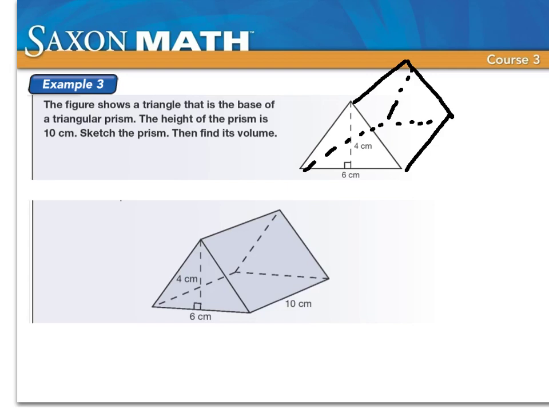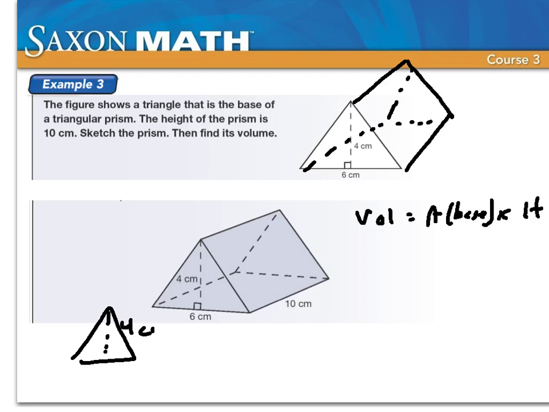So remember, the volume of any prism is the area of the base times the height. So we want to find the area of the base, which is this triangle right here. We've got a triangle that has a height of 4 and a base of 6 centimeters. So the area of the triangle is 1/2 of the base, which is 6, times the height of the triangle, which is 4. Well, 6 times 4 is 24, and half of that is 12. So the area of our base is 12 centimeters squared.